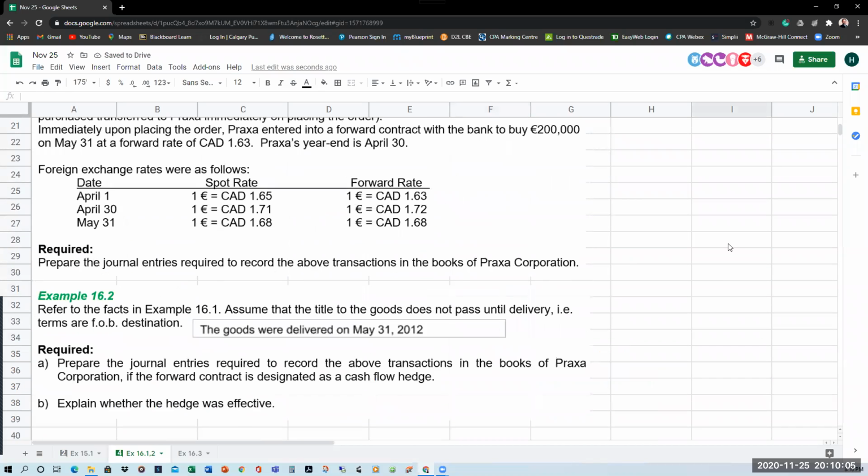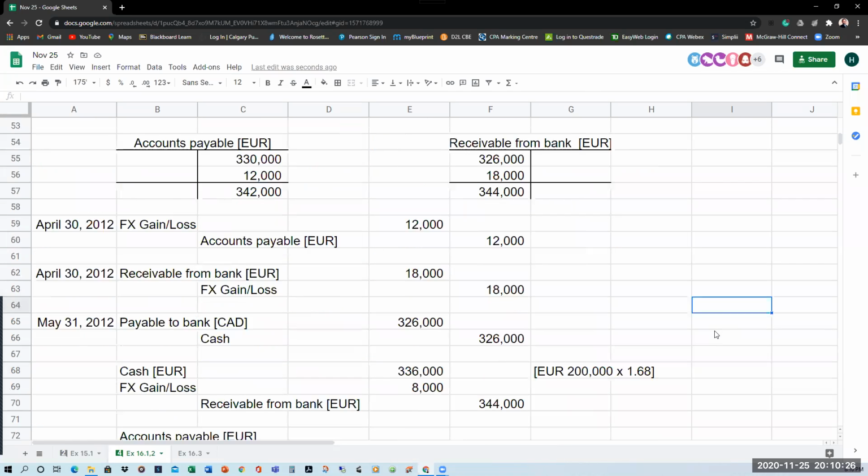Because the darn spot rate declined from 1.71 to 1.68. Oh, sorry. The darn forward rate declined from 1.72 to 1.68. The 4-cent drop resulted in 4 cents times the 200,000 euros, an $8,000 loss for us. This is just the outcome of the accounting, right? You didn't have any control over which way the exchange rates were going to go anyways.